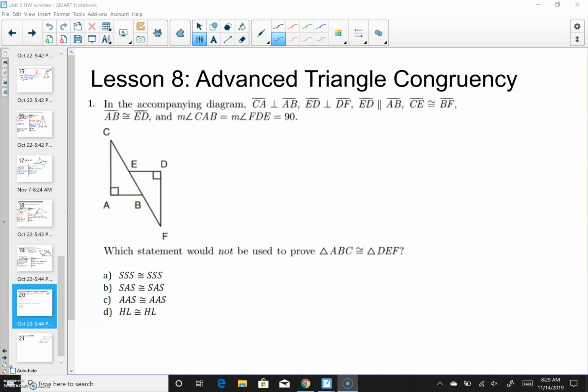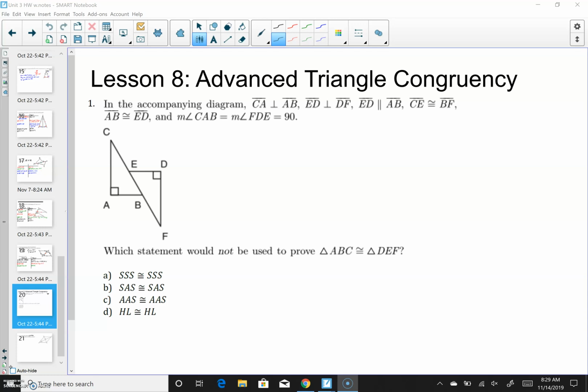In Lesson 8, Advanced Triangle Congruency, we're going to look at some of the more challenging proofs that they've asked. Mostly they're challenging because they have multiple steps, multiple proof statements, and stuff like that. First, we're going to look at a multiple choice problem, though.